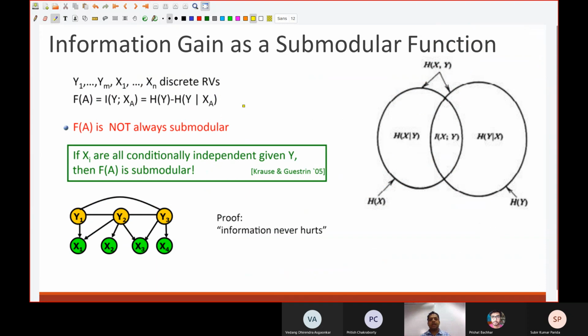Let's start with information gain. Note the definition a little carefully. We had mutual information. Information gain is nothing but mutual information viewed as a function of one set of random variables. So information gain is mutual information viewed as a function of the first set of arguments.